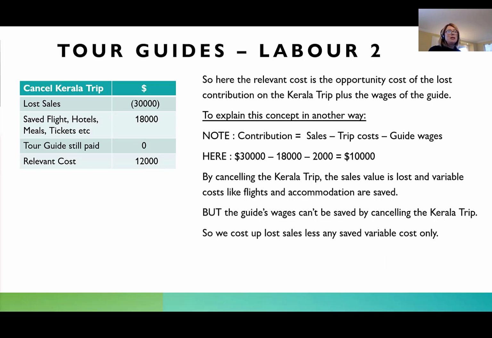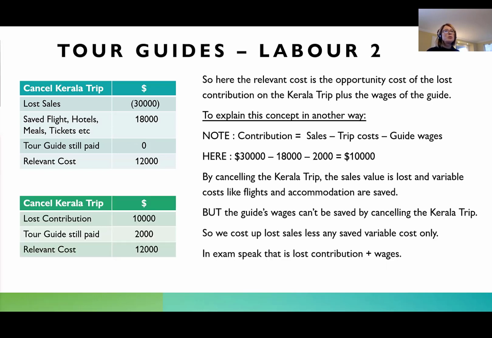But in exam speak, they give you lost contribution plus wages. That is exactly the same. So lost contribution and the tour guide still paid is still the relevant cost. So hopefully you can see by looking at the lost sales and the saved variable costs, you're not saving the tour guide cost, so therefore the relevant cost is 12. And in exams, they don't give you those figures. They just give you the lost contribution and the wages. So you need to add the two to get to the relevant cost. So hopefully I've cleared that up for you, anybody who is struggling with that concept.